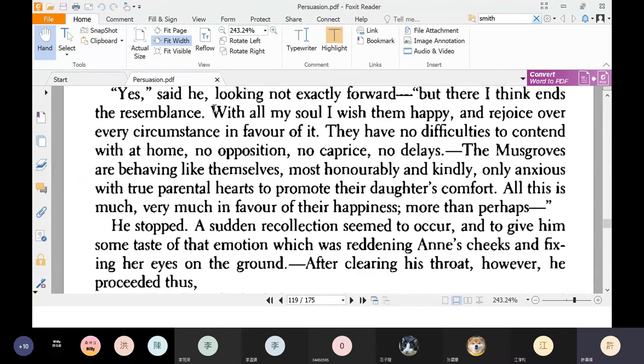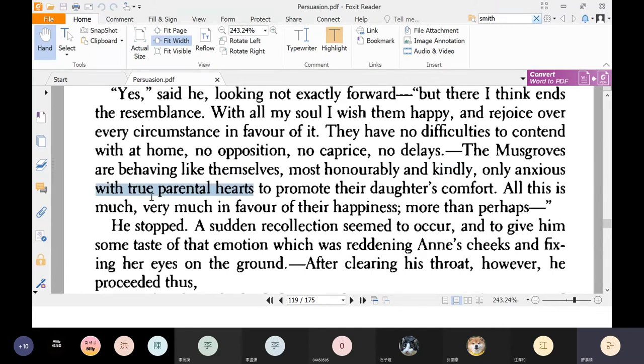Okay, this is Wentworth. "With all my soul, I wish them happy and rejoice over every circumstance in favor of it. They have no difficulties to contend with at home, no opposition, no caprice, no delays." So both the Harvilles and the Musgroves approve of the marriage between Benwick and Louisa. "The Musgroves are behaving like themselves, most honorably and kindly." So that's what this means, themselves, that they are honorable and kind. So it's a compliment.